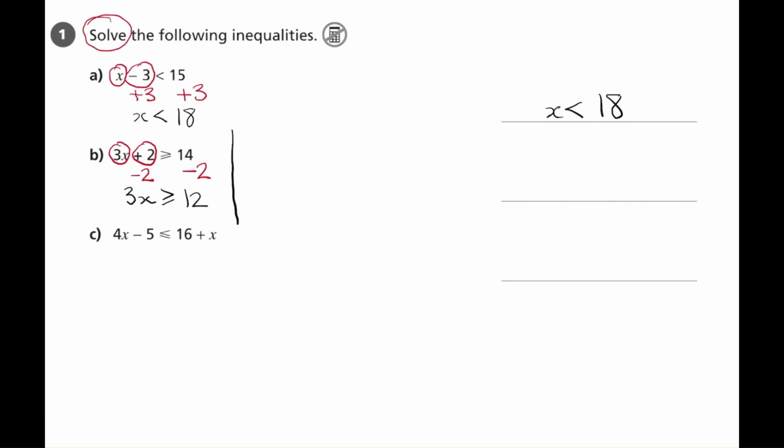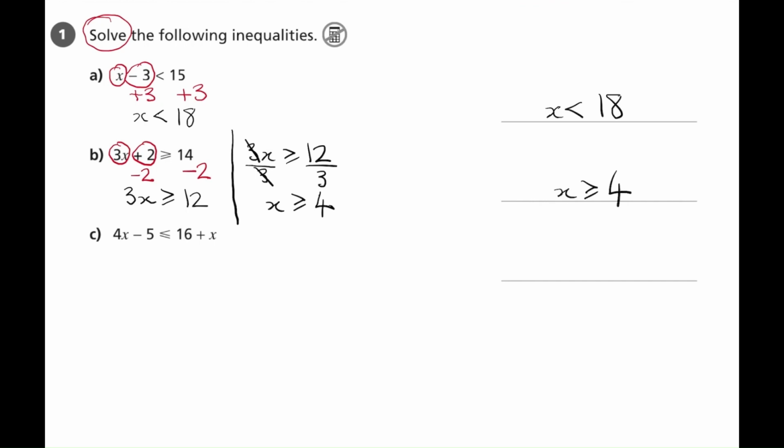You now need to get rid of the 3. Because 3x means 3 multiplied by x, we do the opposite, which is to divide. So we divide both sides by 3. This 3 cancels to leave you the x all on its own, and that is greater or equal to 12 divided by 3, which is 4. So the answer is x is greater or equal to 4.